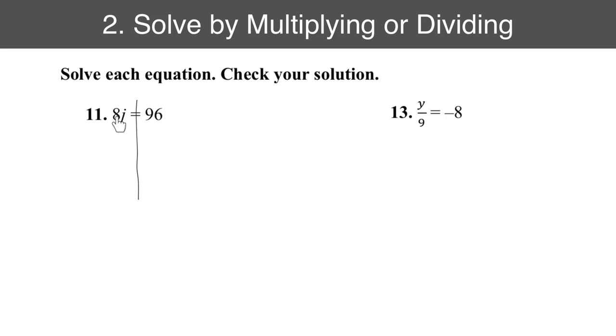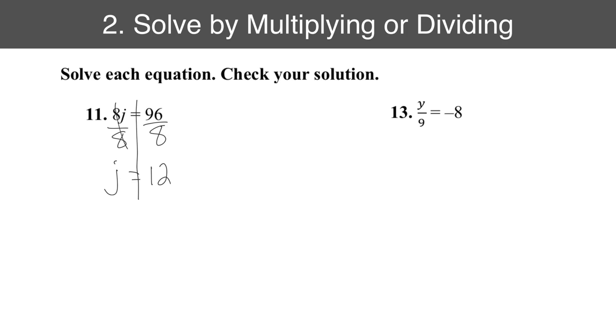Now look at the 8. The 8 is multiplying times the j because they're side by side. When two things are side by side in algebra, it's multiplying. So that's 8 times j. So we're going to move it by dividing. And again, we're going to do it to both sides. And when you divide on the left side, those two 8's cross out, and you're left with just j. And on the other side, you say 96 divided by 8, which is 12.